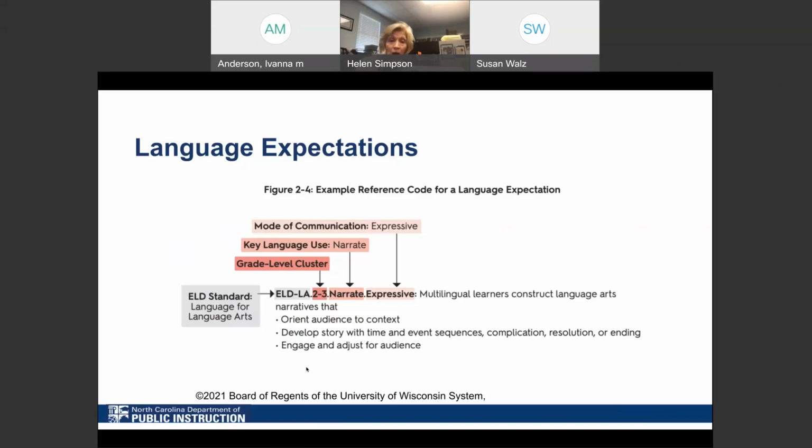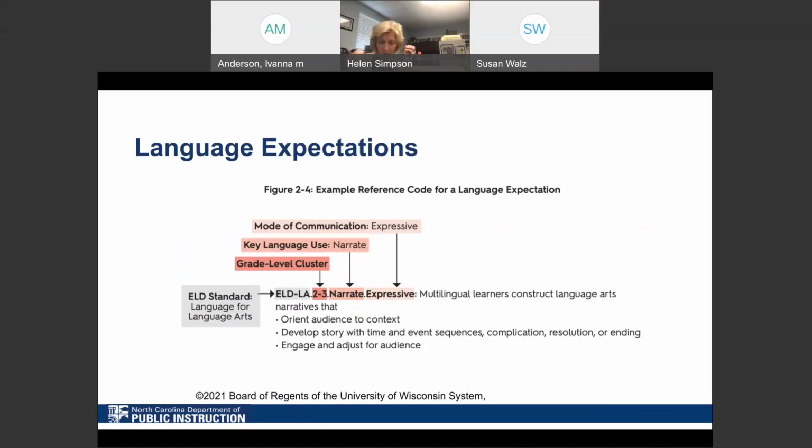And these round bullets are your language functions. Notice that they're verbs with an object. Orient audience, develop story, engage audience. And so the language functions are important not only for EL teachers, but also for content area teachers. This makes a good point of entry for the content teachers.